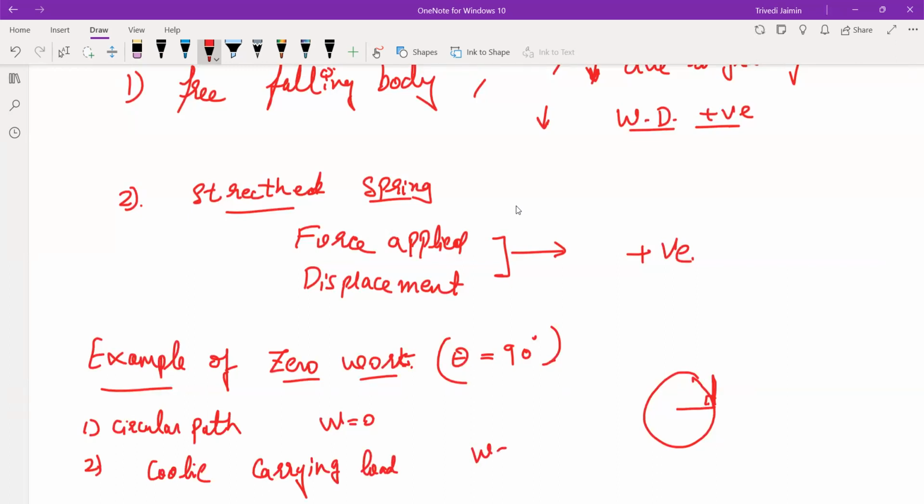Load, right? That is also work done to be zero because force and displacement are perpendicular.